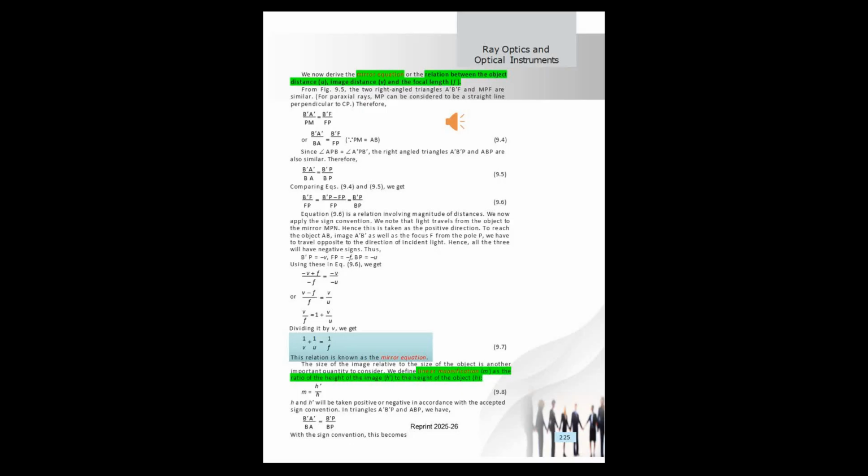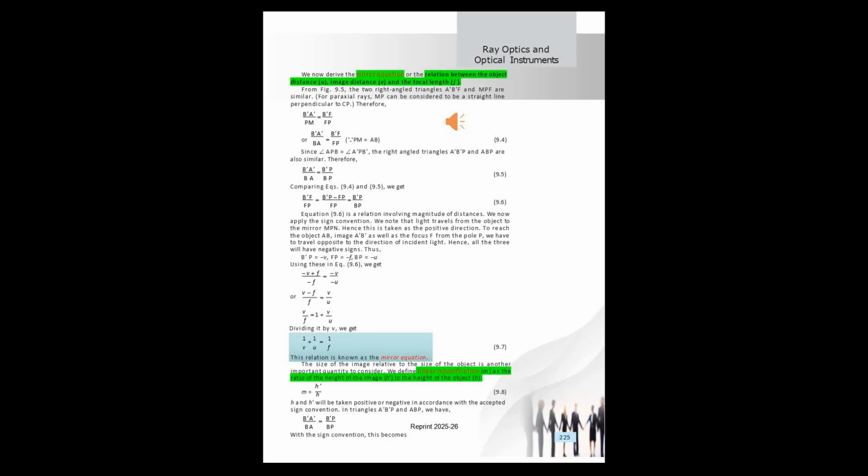The size of the image relative to the size of the object is another important quantity to be considered. We now define the linear magnification as the ratio of the height of the image h' to the height of the object h. So magnification m is given by h'/h. Here h and h' will be taken positive or negative in accordance with the accepted sign convention.